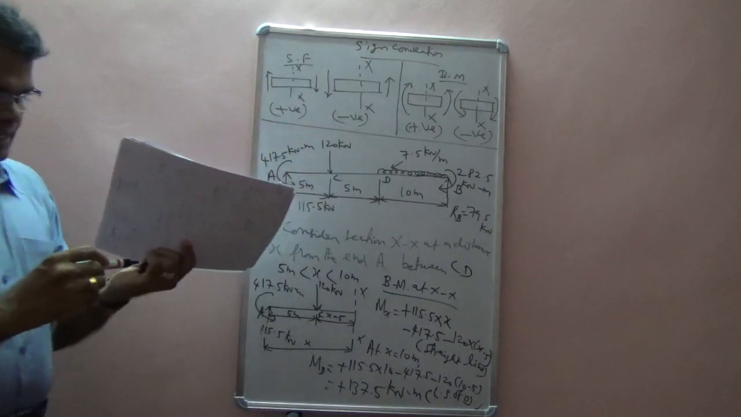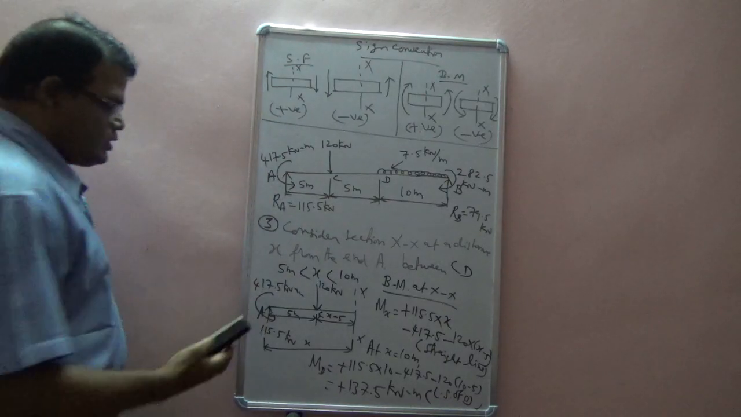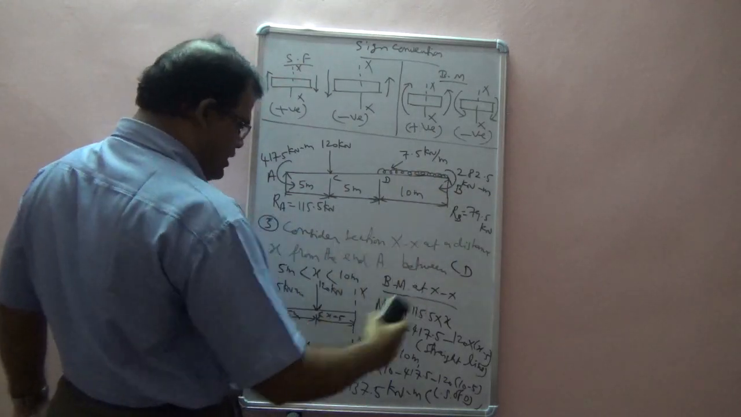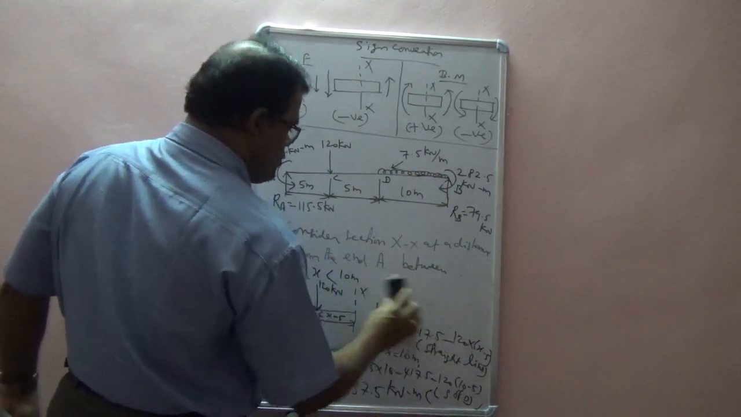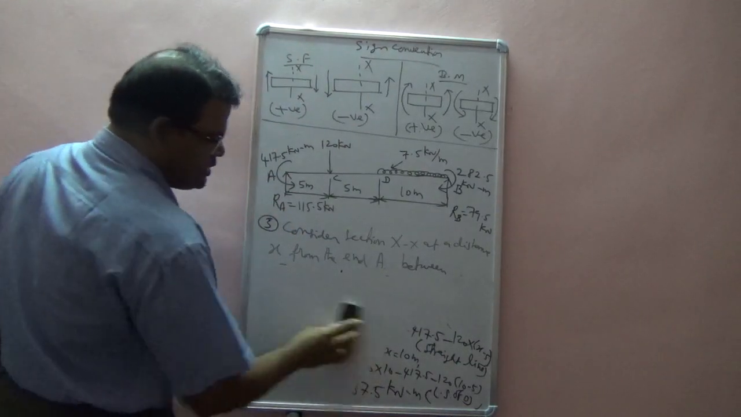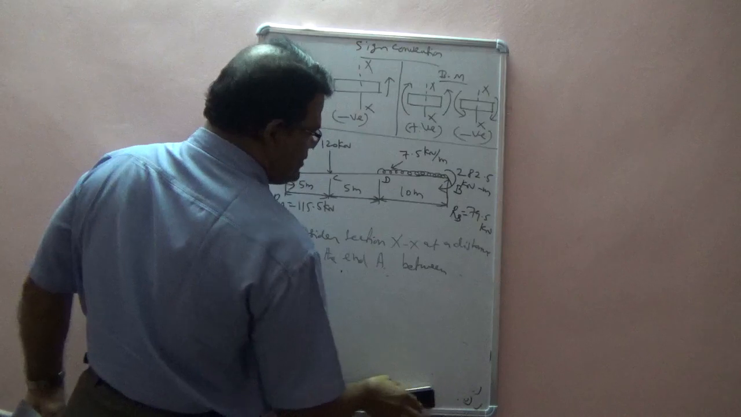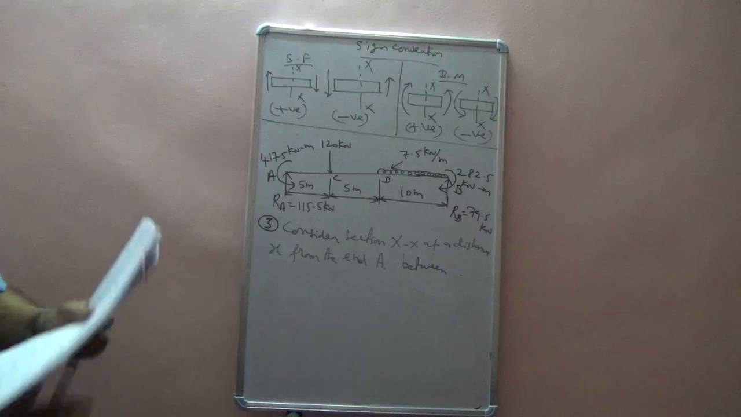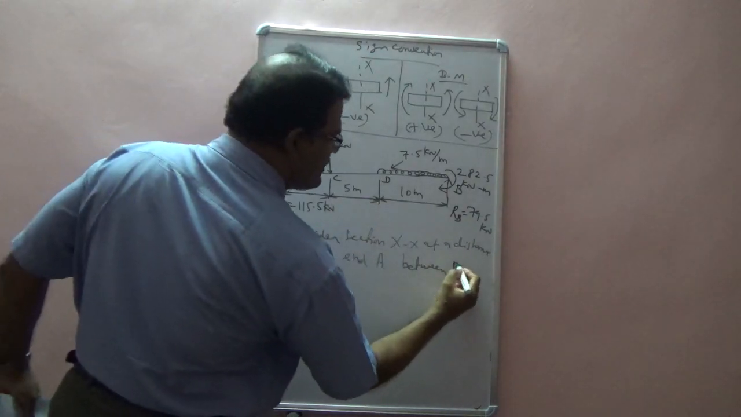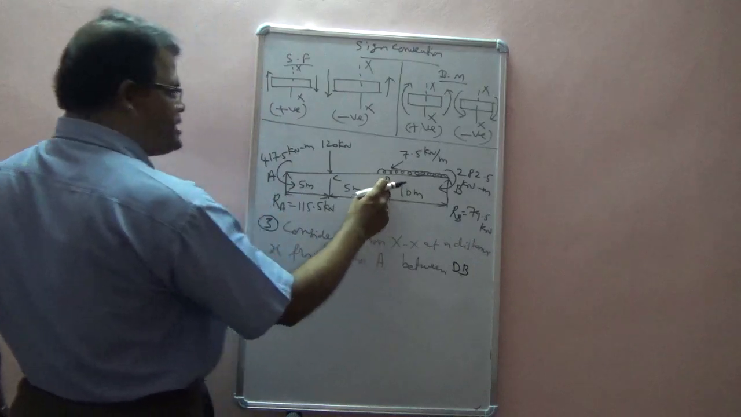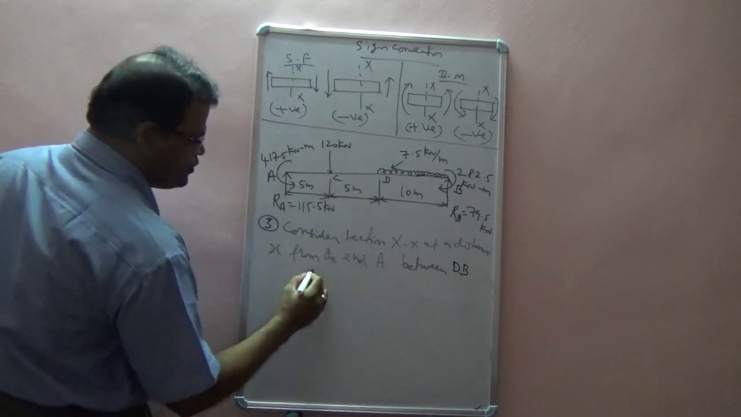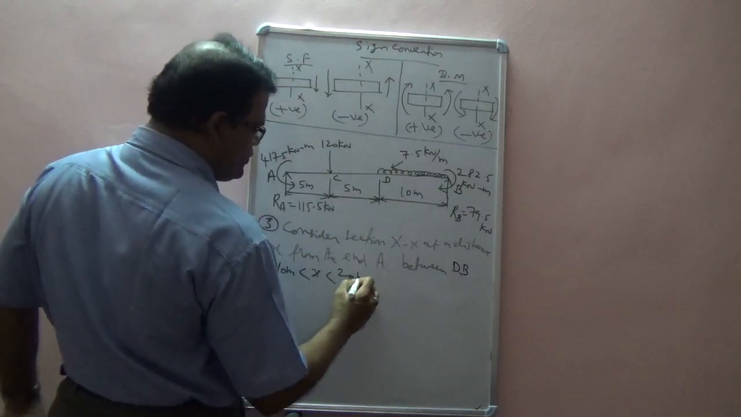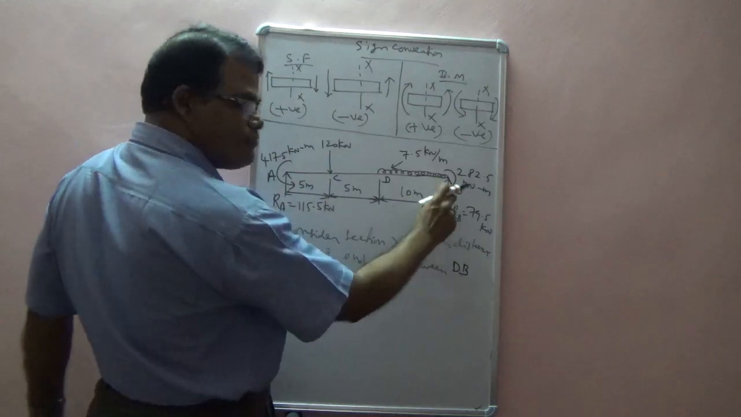Okay, so this is the third step. Now we go to the fourth step. Again I am putting a section between D and B and I will calculate the same way. Now consider section XX at a distance x from the end A, between D and B. D is at a distance of 10 meter from point A. Therefore x varies between 10 meter and 20 meter. Point B from A is at a distance of 20 meter.